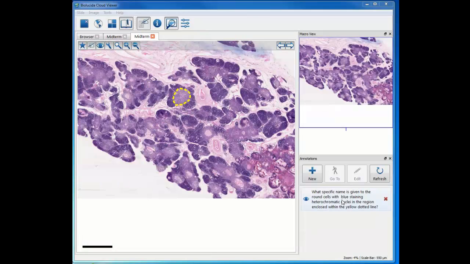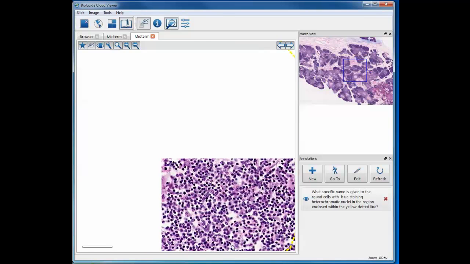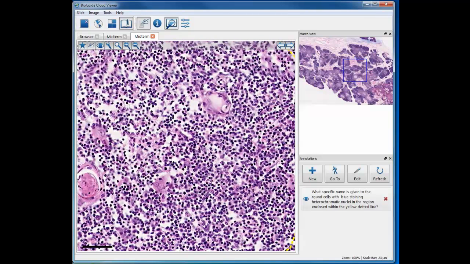This question, I'm going to click here and that brings right up what we're asking about. What specific name is given to the round cells with blue staining heterochromatic nuclei in the region enclosed within a yellow dotted line? Well, again, you've got to recognize these are lymphocytes. If you've got such blue dense staining, and particularly if you zoom in, you're going to see, yes, they're lymphocytes, but we want the specific name.